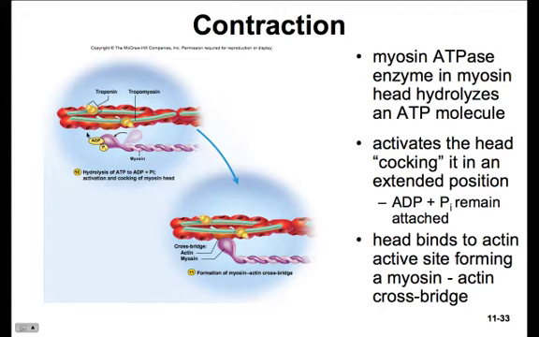The ADP and the inorganic phosphate that results from hydrolysis of ATP remain attached to the myosin head. At this point, the myosin head is able to bind to the active site. It's been moved into the right position because we burned one ATP to cock it back. After the myosin head has bound to the active site, we see an actin-myosin cross-bridge.